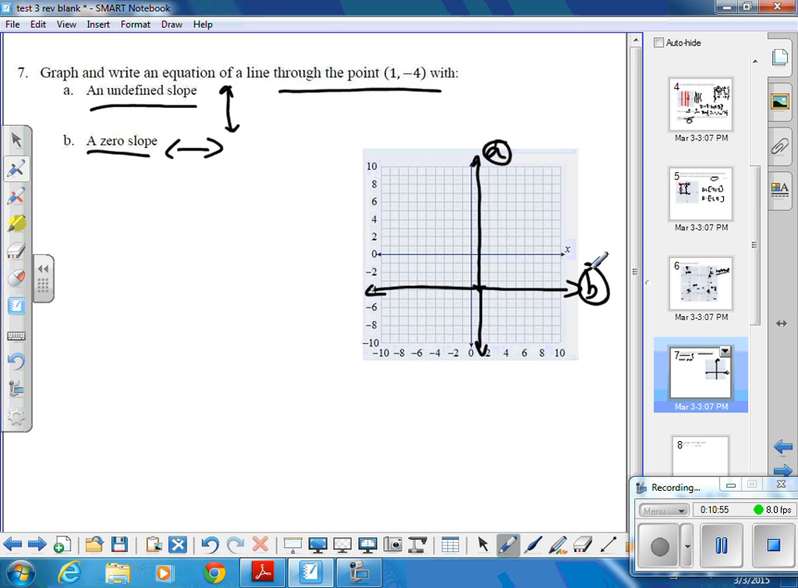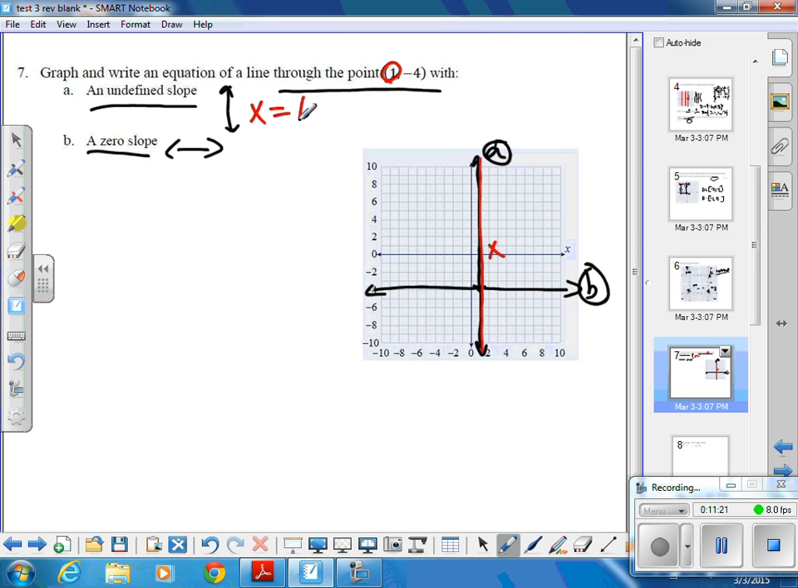Now to write my equation, let's talk about that. If you look at A, what is it going through? Just the x. Just that x value. What is your x value? 1. So my equation is x equals 1. Literally the number in the point.